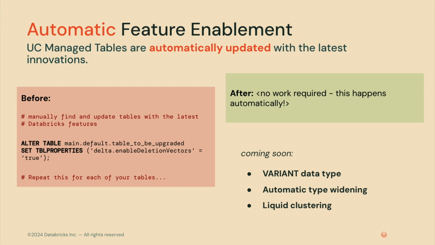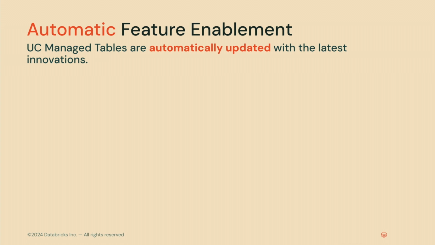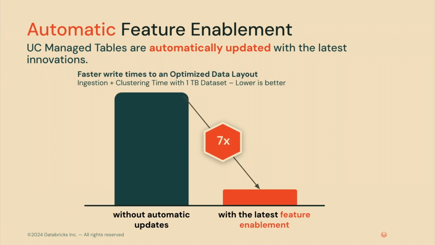And once again, we'll automatically update your UC managed tables with all these features when they're ready. And rest assured, you can just set and forget your UC managed tables at table creation. And you're perhaps wondering, what are the effects of always getting the latest Databricks innovations? From our internal benchmarks, where we incrementally ingested and clustered data from an industry standard data warehousing dataset, we see that tables with the latest Delta innovations can actually achieve 7 times faster write times than the tables without.